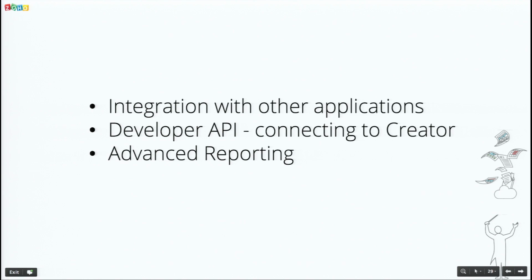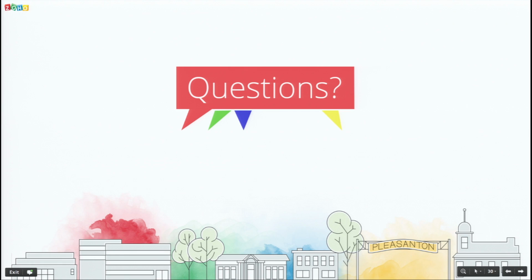And another thing we talked about was integration with other applications. That can get a little complicated. We talked about the developer API. So that's like connecting other applications into Creator. And then we talked about some more advanced ways to make reports. So there's actually a lot of options out there, and you can connect with another Zoho product. It's called Zoho Reports, and that has some pretty cool features. It allows you to connect in to lots of other services. So that's just a little review of what happened over there, in case you were wondering.